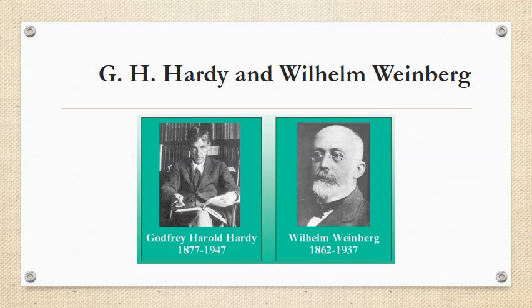Godfrey Hardy, a British mathematician, and Wilhelm Weinberg, a German physicist, independently deduced the conditions to determine if a population is evolving. This principle became known as the Hardy-Weinberg equation, and they actually deduced the principle in 1908.